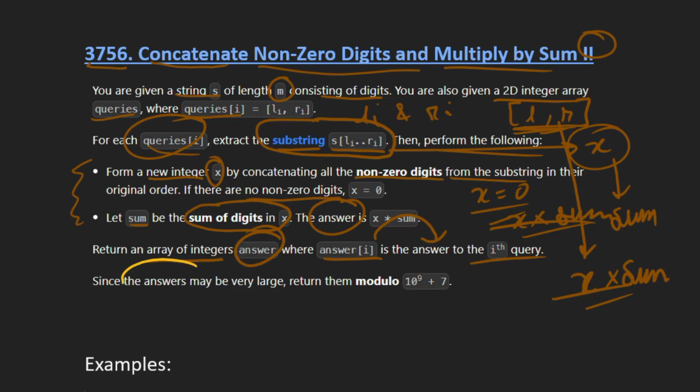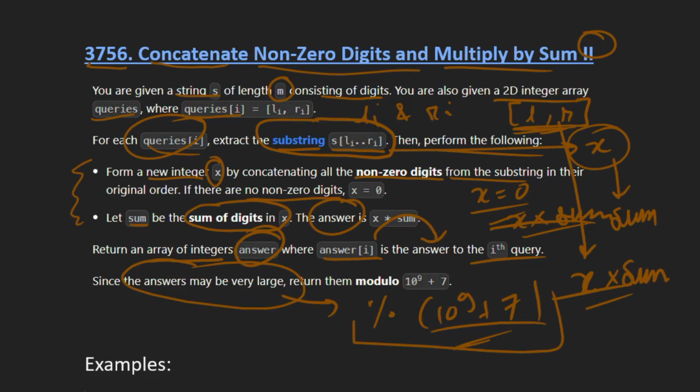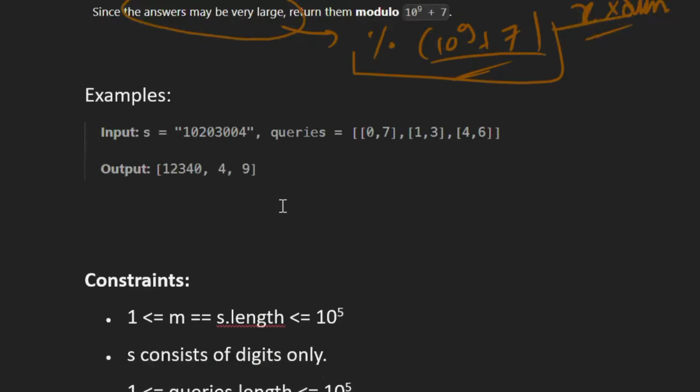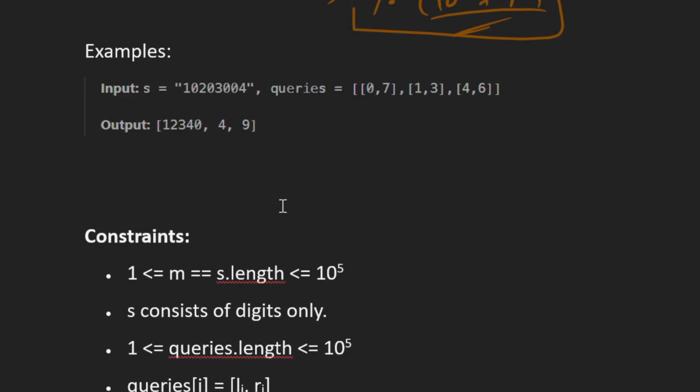It is given that our answers can be very large, so we have to return the answer modulo 10 to the power 9 plus 7. So whatever answer we get, we'll do the modulo operation with it. So basically this is the question. Let's see examples to get the question more clearly.